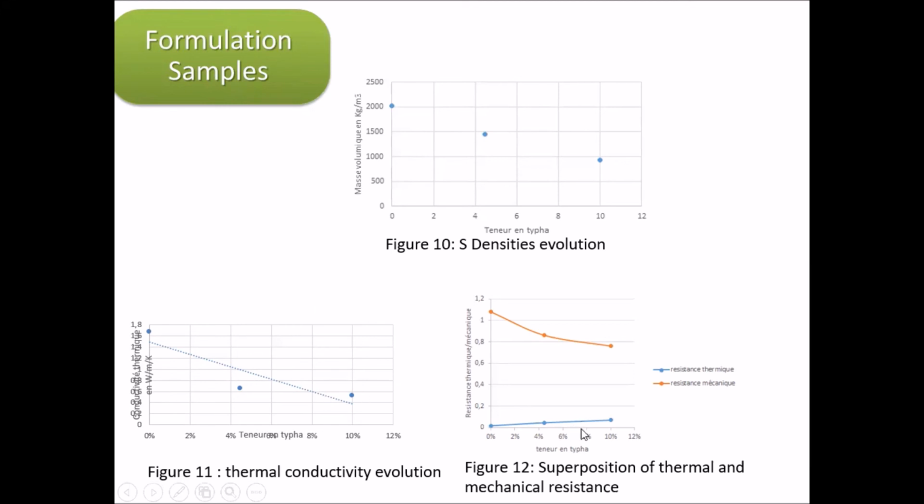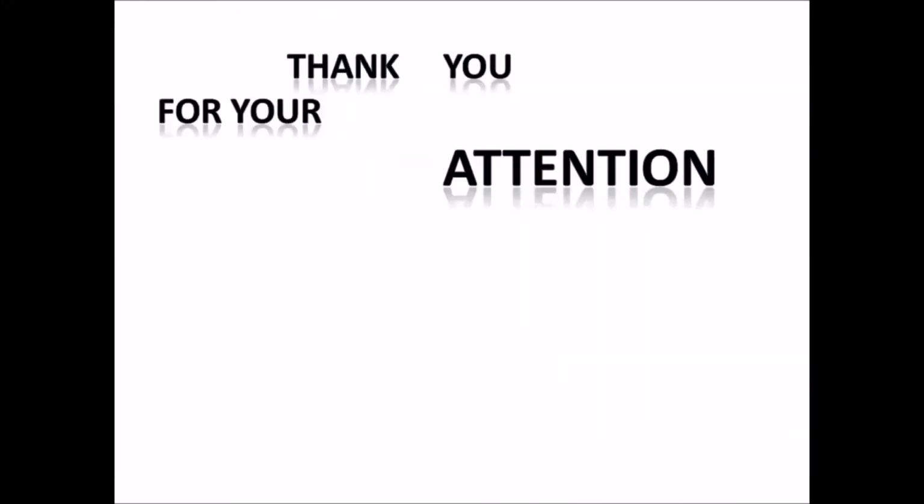And here, for example, we have represented a curve showing the superposition of thermal and mechanical resistance. As you can see, the thermal resistance increases when we add more Typha, but the mechanical resistance decreases. So we have to find an equilibrium between thermal resistance and mechanical resistance for building materials with high energy efficiency.